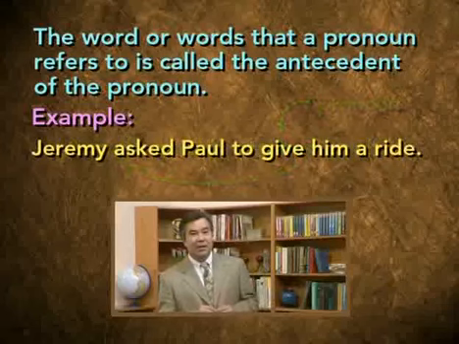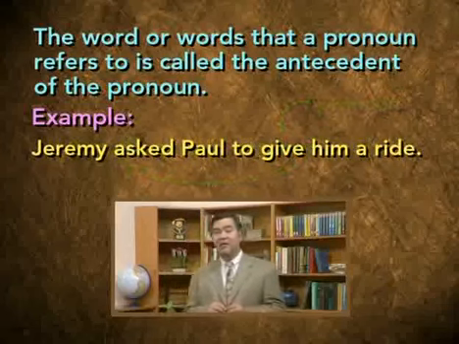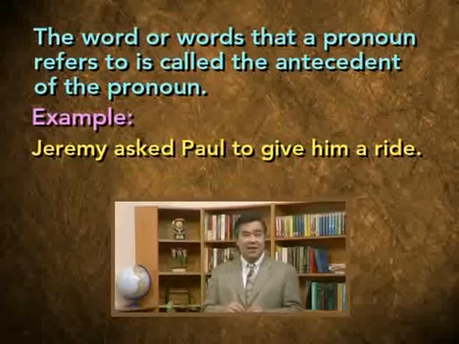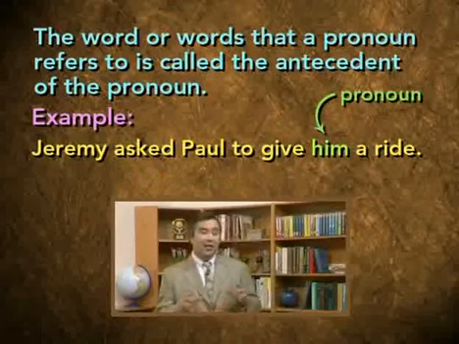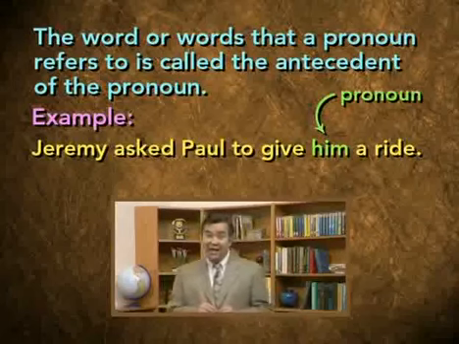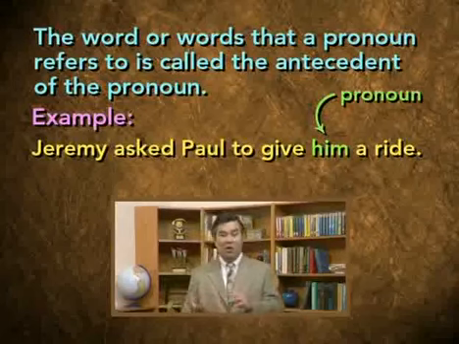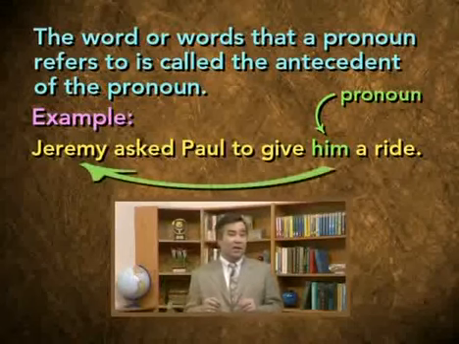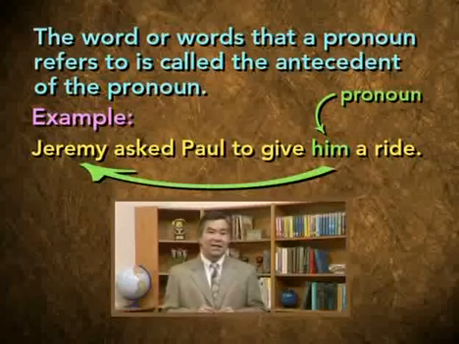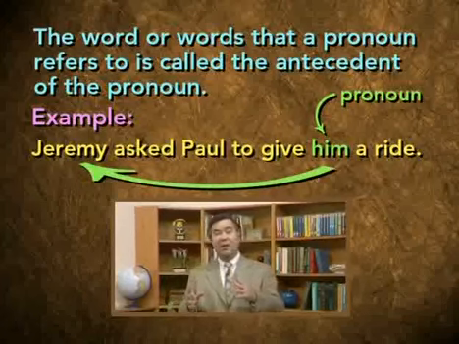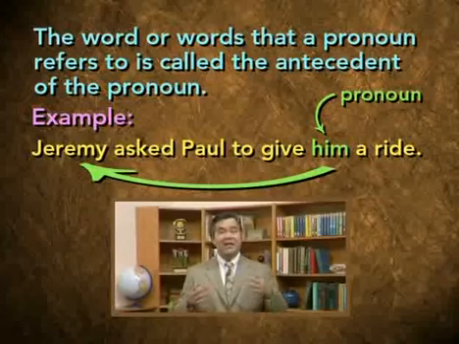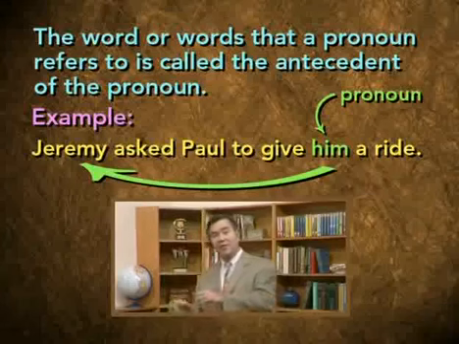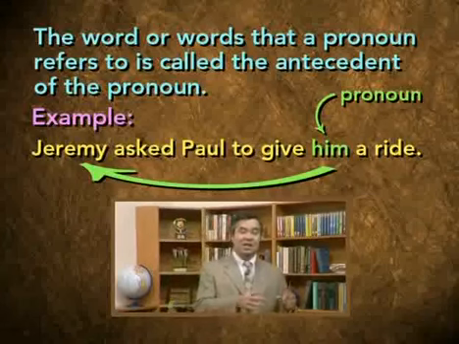Here's another example. Jeremy asked Paul to give him a ride. What's the pronoun in this sentence? Here the pronoun is him. Now, can you tell what noun him substitutes for or refers back to? In this case, the pronoun him refers back to Jeremy. We can tell by reading this sentence that Jeremy is asking Paul to give Jeremy a ride. That's the logical interpretation of the meaning of the sentence. So the pronoun him refers back to an antecedent, Jeremy.